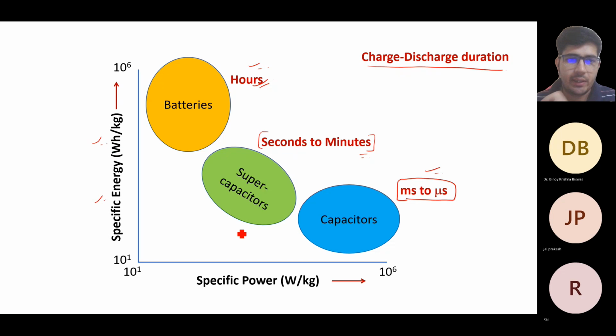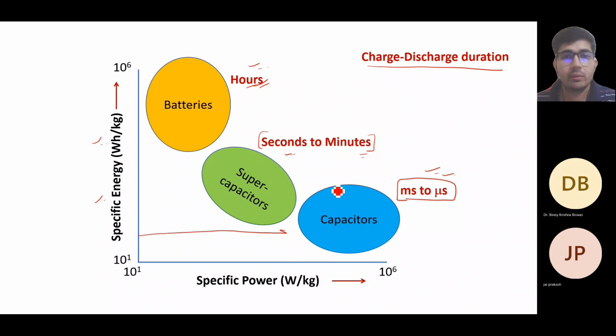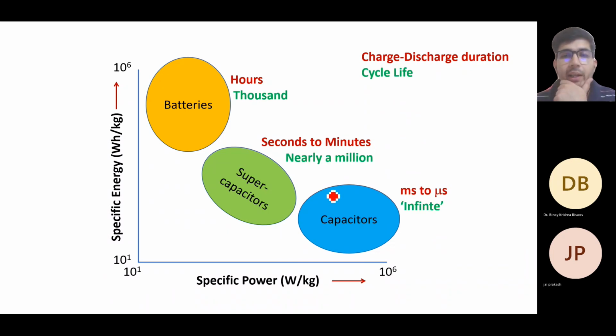As you can see, the capacitors have very little specific energy, so the charge and discharge time is very short as compared to the batteries and the supercapacitors. Now cycle life. Capacitors have effectively infinite cycle life, supercapacitors have near a million cycles, which is also huge, and batteries have 1,000 cycles. Normally, laptop batteries have around 800 to 1,000 cycles.